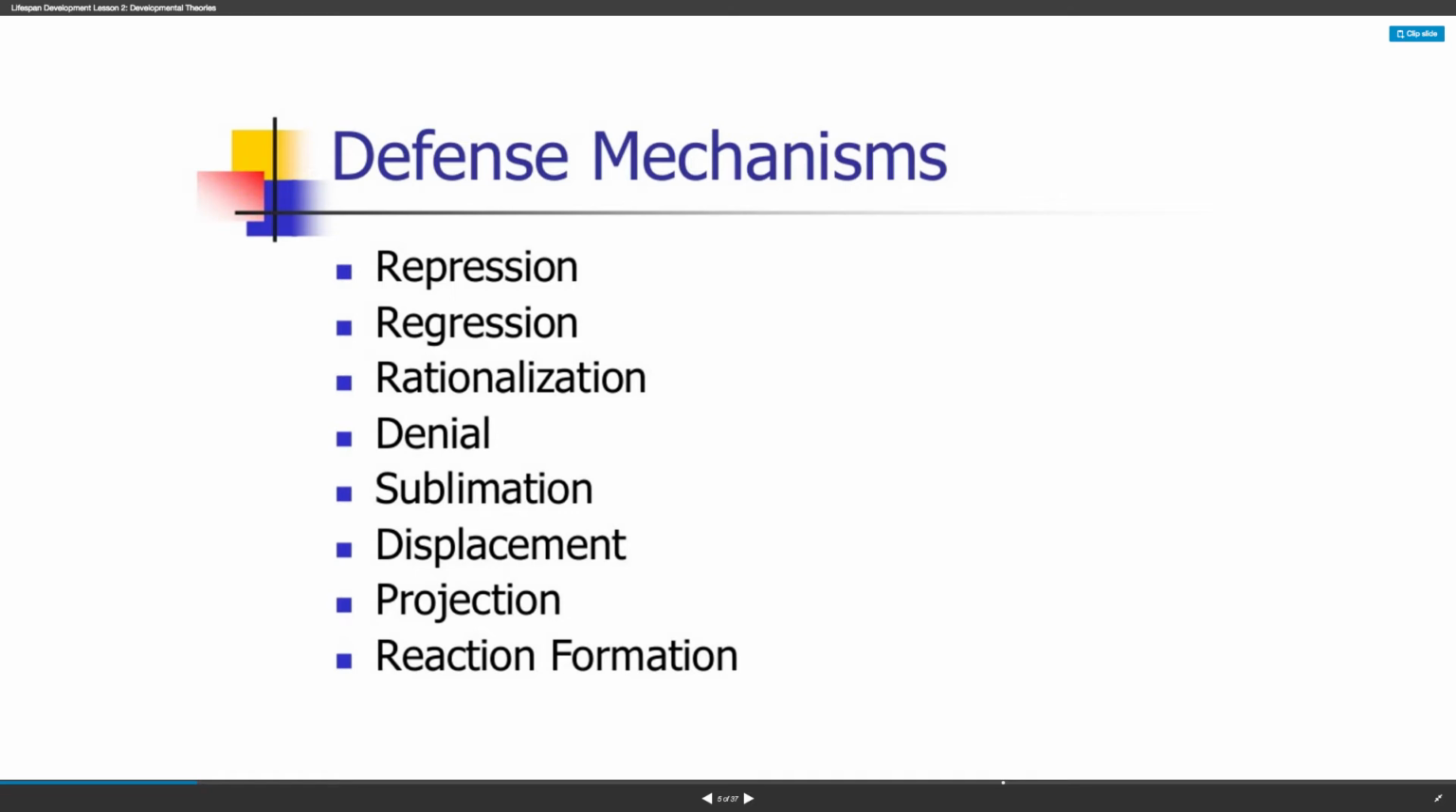Displacement involves carrying out frustration onto a safer target. If you've ever been upset with something very simple, it may be a sign of displacing your frustration, that it's really about something else. Projection is the tendency to attribute your feelings onto others. And reaction formation involves outwardly opposing something you desire or yet fear.